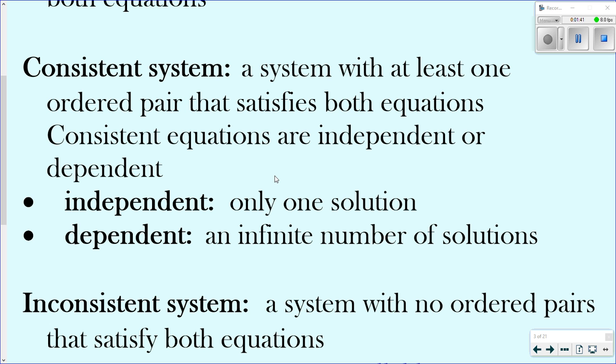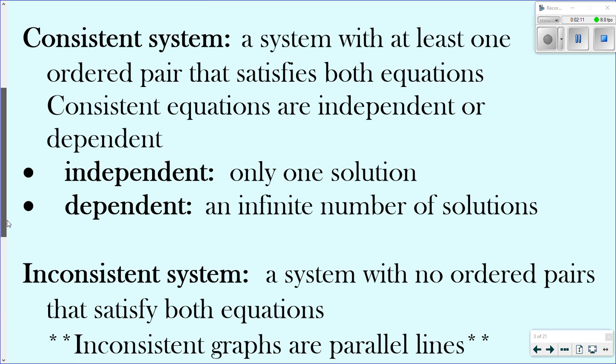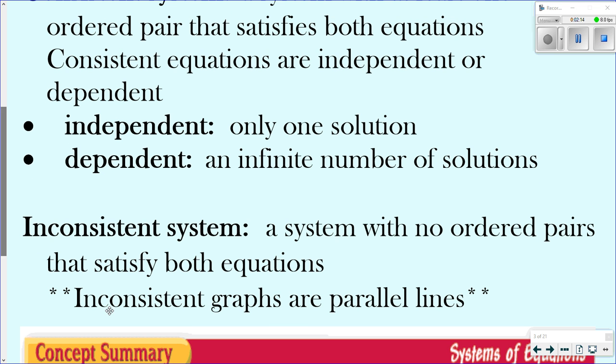Basically, it's a line on top of a line on top of a line. It's the same line, but they're sharing common points between the both of them. We're going to see pictures of that just so we can understand what's going on. An inconsistent system is a system with no ordered pairs that satisfy both equations. When it comes to that type of system, it's usually parallel lines. Inconsistent systems are connected to parallel lines. Again, we will see diagrams related to that. And as stated, inconsistent graphs are parallel lines.